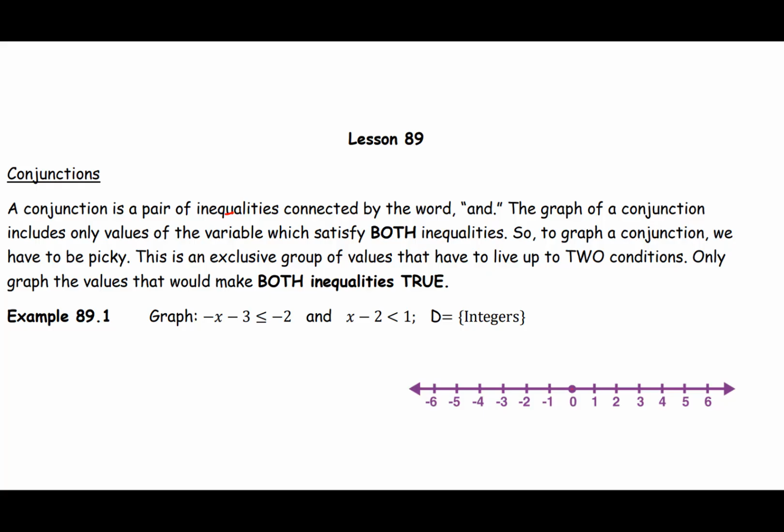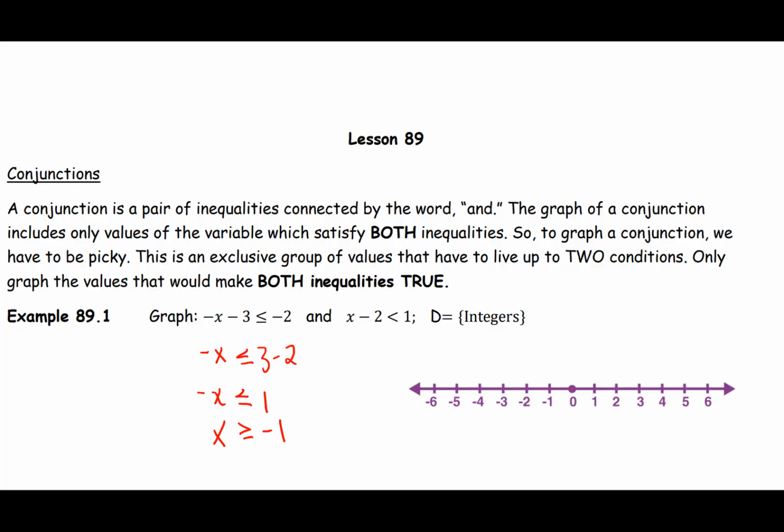So you want to graph these 2 inequalities, but you only want to graph the values that work in both inequalities. So the first thing you're going to do is solve for x in these inequalities. For this first one, you've got negative x minus 3 less than or equal to negative 2. You're going to add 3 to both sides. So that would be 3 minus 2 on the right, and you'd have negative x is less than or equal to 1. And now you've got to multiply both sides by negative 1, which means you need to flip that inequality sign. You just flip it. You don't do anything else to it. So you're going to have x, positive x, is greater than or equal to negative 1.